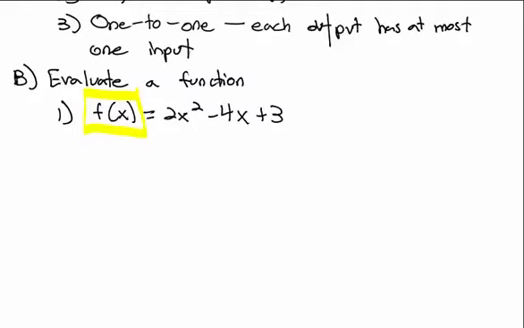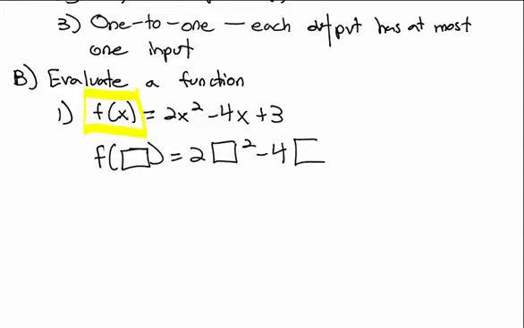So we're never going to solve for x by dividing by f. We don't do stuff like that. It names the function and tells us what variables are in the function. Essentially, this is saying f of some stuff is equal to 2 times the stuff squared minus 4 times the stuff plus 3. And we're going to simply fill in the stuff.